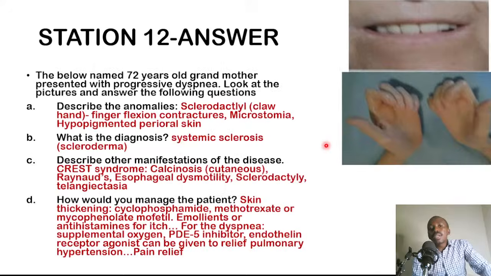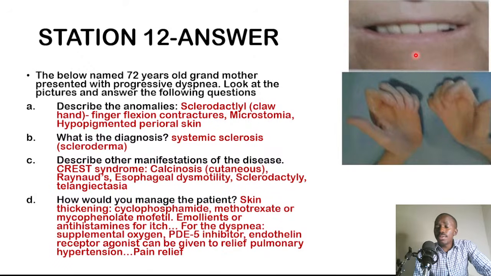Okay, so as you can see here, this patient has claw-shaped hands, and a very small mouth, which is known as microstomia. If you zoom in quite well, you can see that the surrounding of the mouth is lighter than it should be. So there is this perioral hypopigmentation. These two things are obviously seen in a condition known as systemic sclerosis.